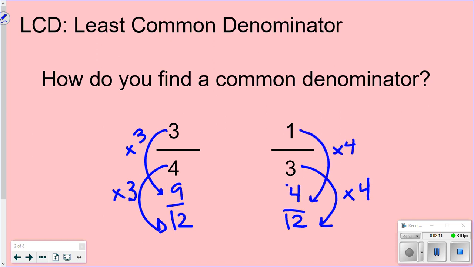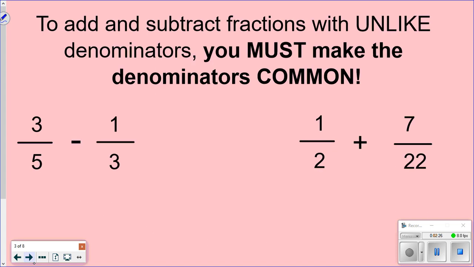If I change the denominator, I have to change the numerator. There's no way around it. You have to do it. So the easy way is just, like I said, put it below. You can make some arrows if you want, do whatever you need to do, but that is the easiest way. All right, so like I said, to add and subtract fractions, you must have common denominators.